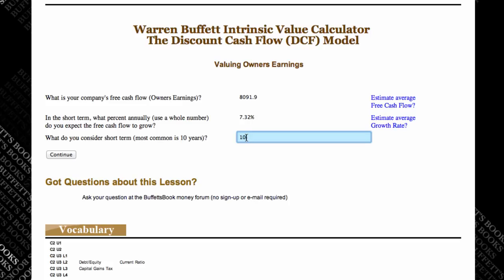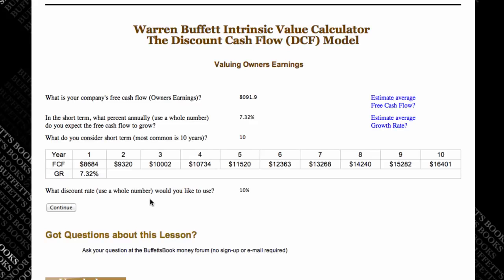And what you're going to use for this short term growth rate is that's how long it's going to apply the growth rate that you have above. So if we put in 10 years, what it's going to do is it's going to assume that that free cash flow of $8 billion is going to grow at a 7.32% growth rate over the next 10 years. Okay? And then after that, we're going to use a different growth rate for years beyond 10 so that it's much more conservative. So we'll just use 10 to start this calculation and for demonstration purposes. So we'll use that as 10, and then we'll click continue.